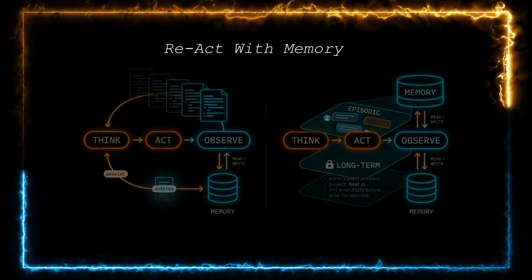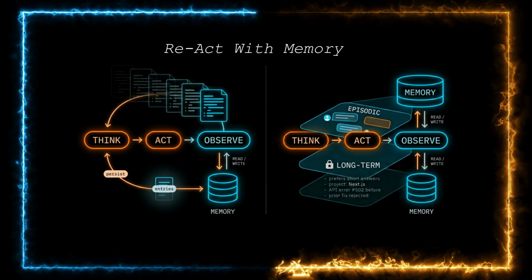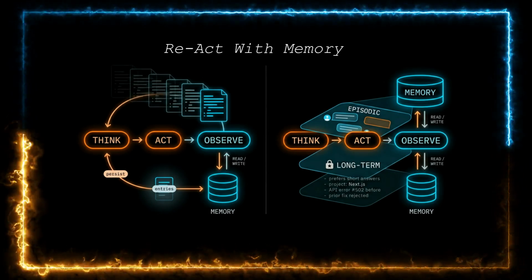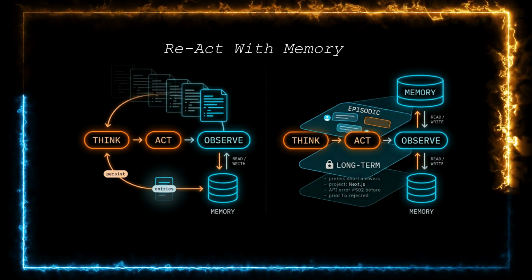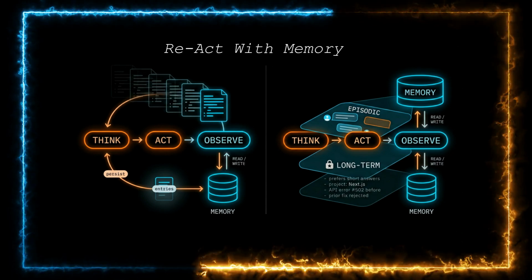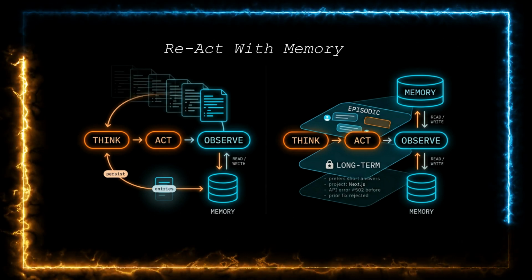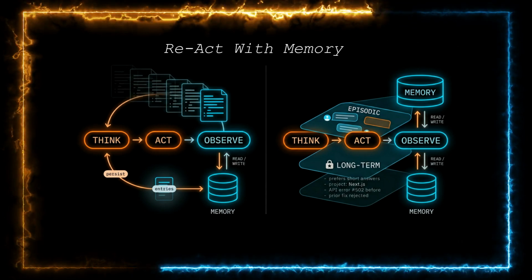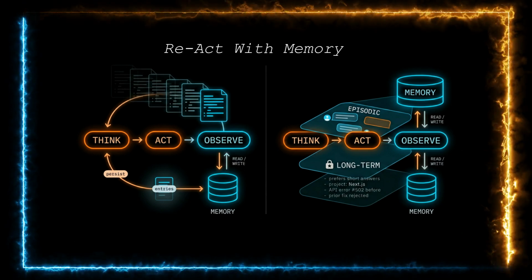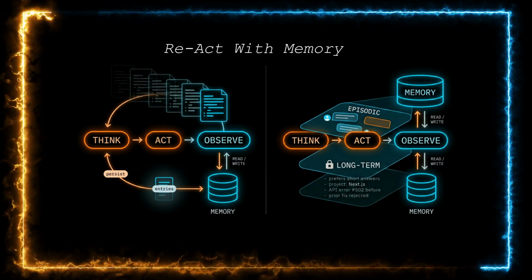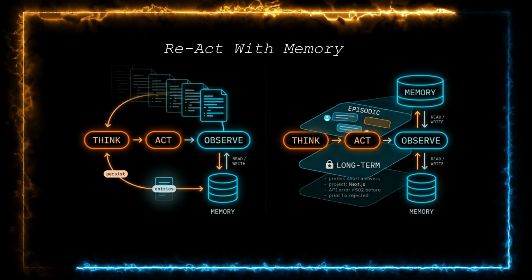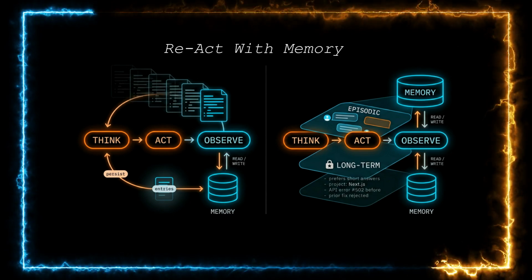ReAct with memory adds persistence. Normal tool observations are temporary. The agent sees the tool result during the current run, but unless you store it, that information disappears. Memory changes that. The loop becomes think, act, observe, read/write memory, final result. Memory can store user preferences, previous decisions, summaries, task history, or useful facts.